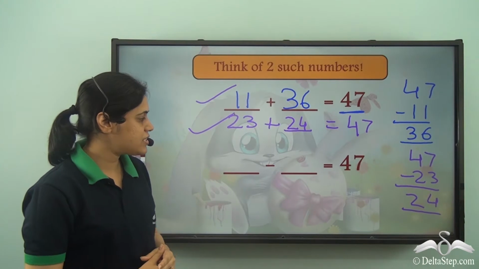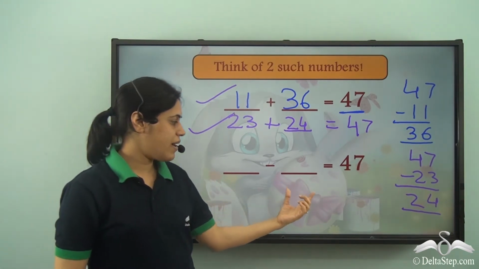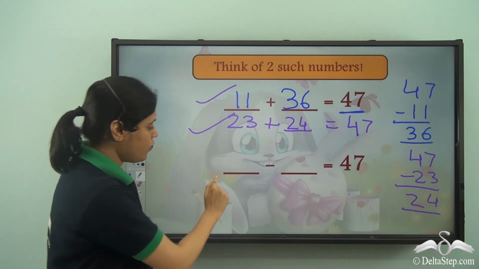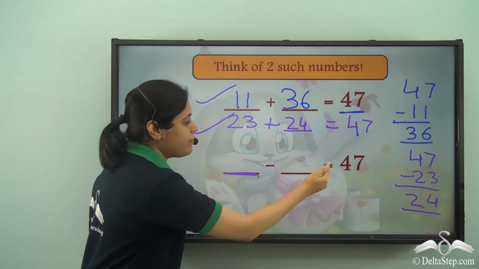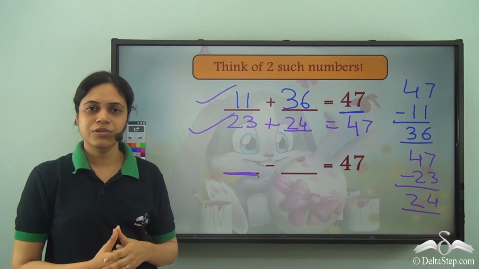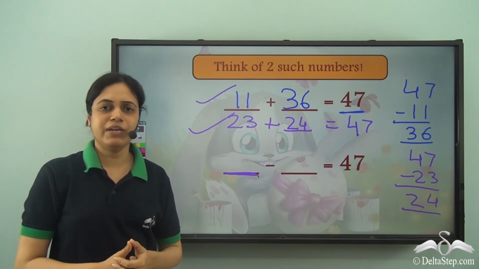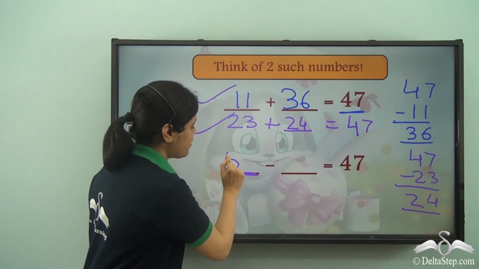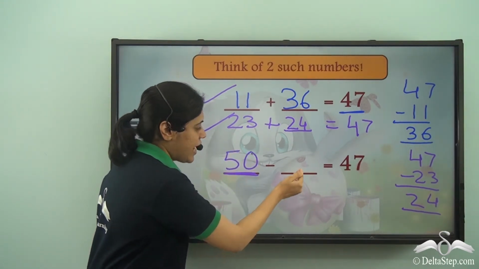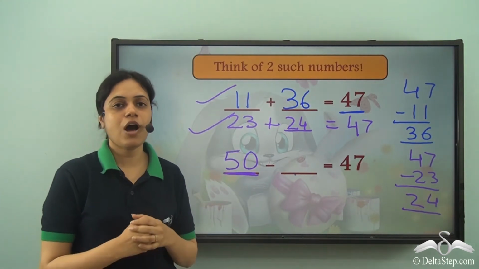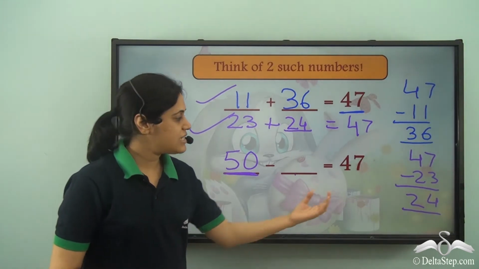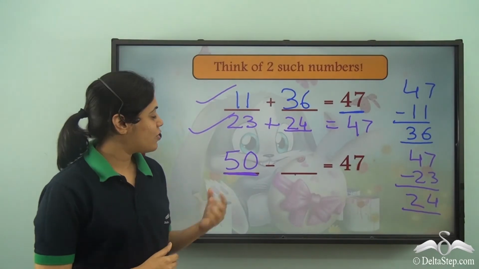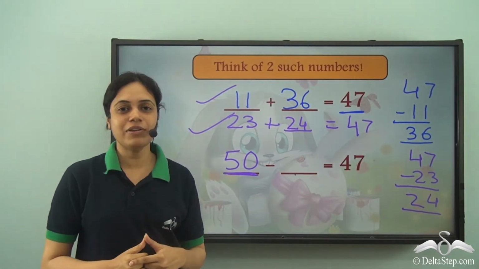What about this? Some number minus some number gives us 47. Now I know that this number will be bigger than 47. So let's take any number bigger than 47. Say 50. So if I have 50 here and I need to find this number, how will I do that? I subtract 47 from 50. What is 50 minus 47?